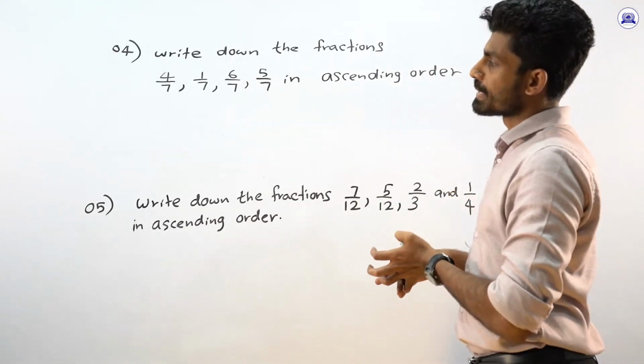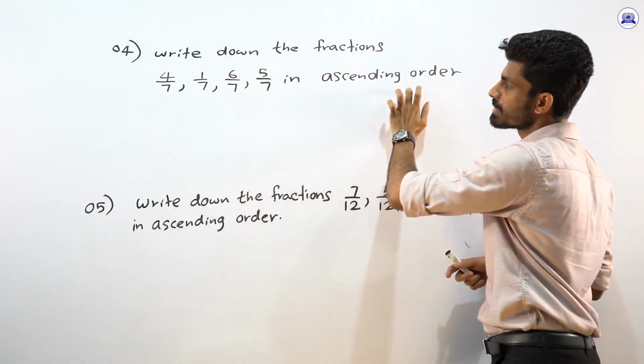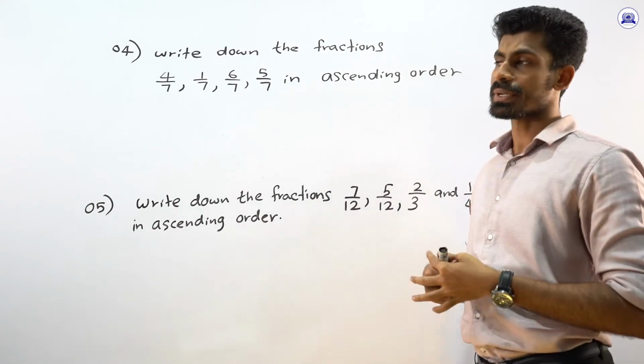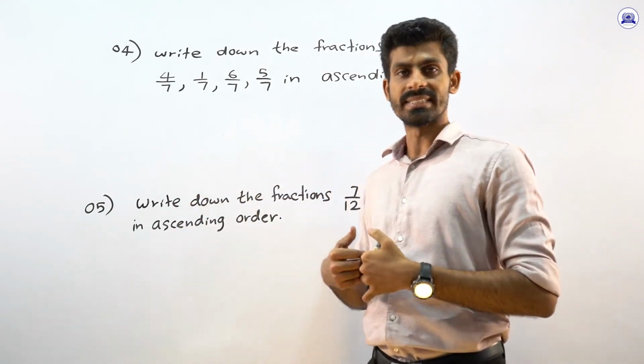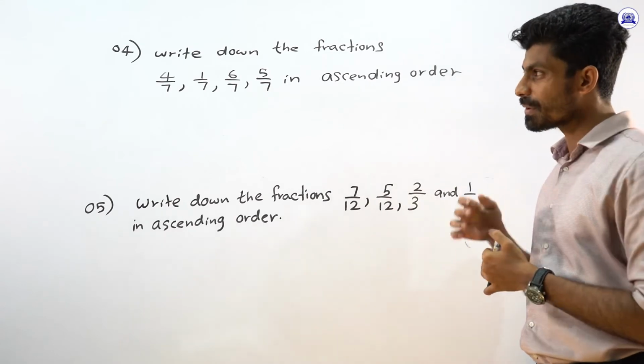Write down the fractions 4 over 7, 1 over 7, 6 over 7 and 5 over 7 in ascending order. What is the meaning of ascending order, my dear student? From smallest to largest, right? So you need to arrange the fractions in ascending order.